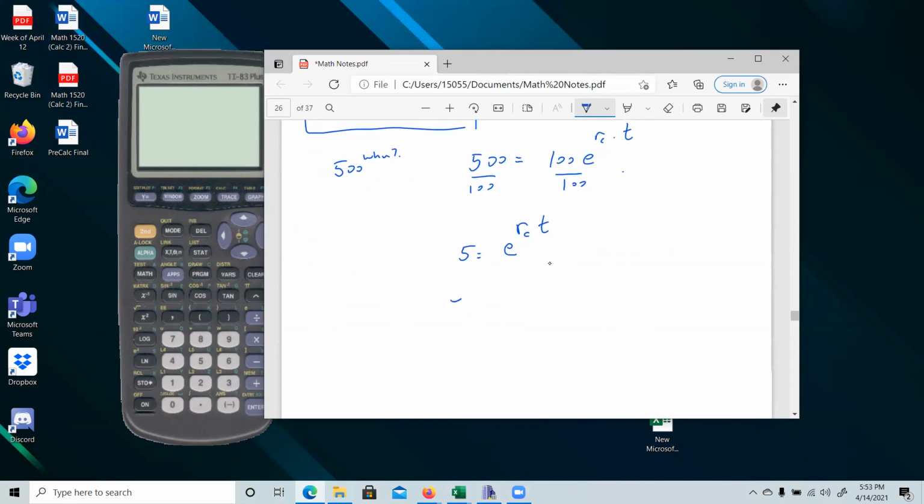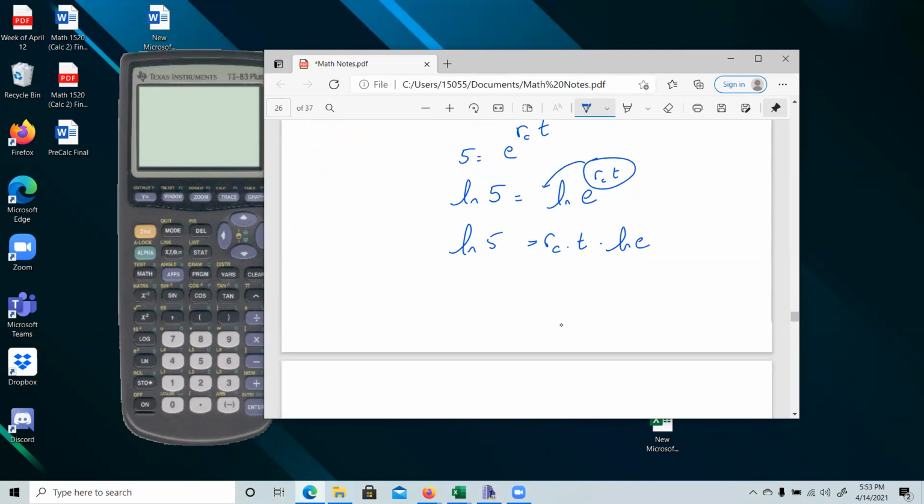Okay, taking a natural log of both sides. So natural log of 5 is equal to natural log e to the rC t. This will come down in front. That's the whole point. And that is equal to the natural log of 5. We know what the rC is, right? We just solved that one. We have t is equal to natural log of 5 divided by whatever rC happens to be.